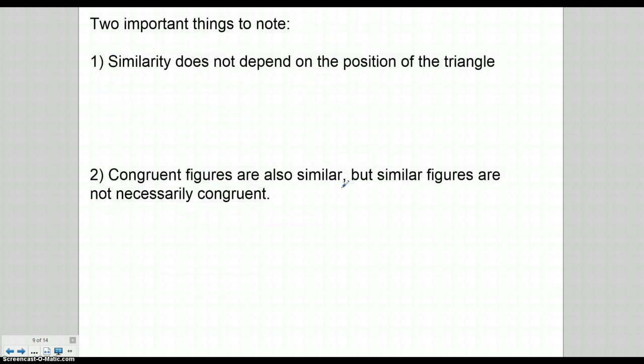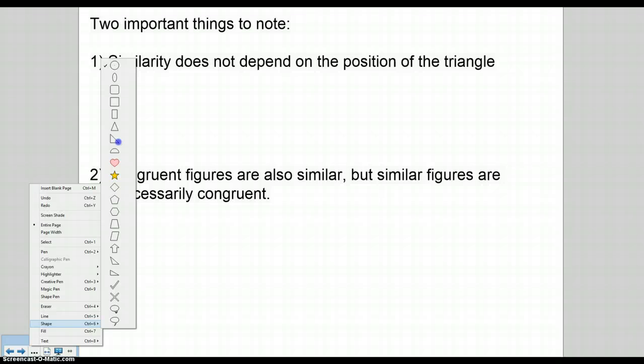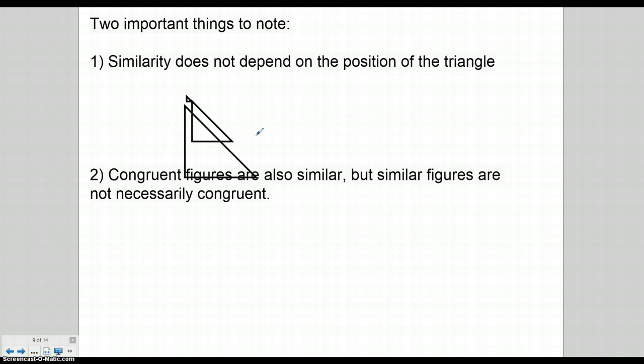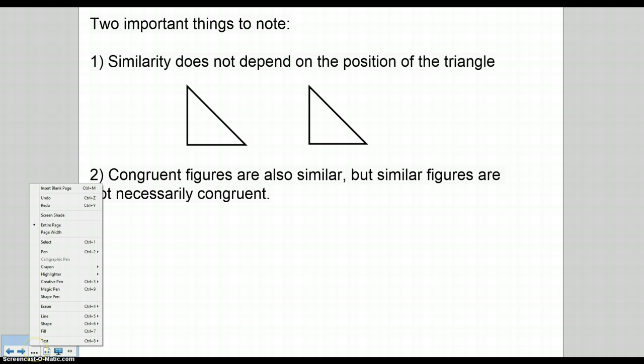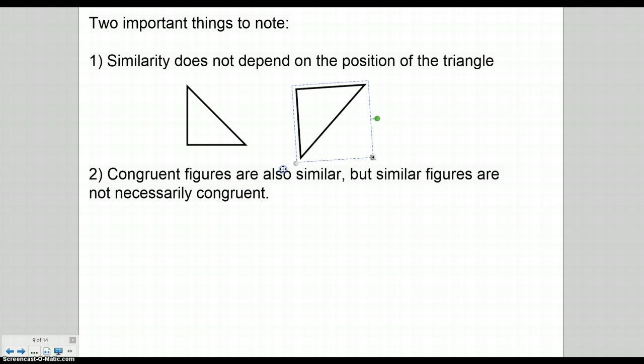Two important things to know. Two very key pieces of information. Similarity does not depend on the position of the triangle. So, you could have a triangle like that. Then you could have another triangle. That triangle could be flipped. It could be turned around.